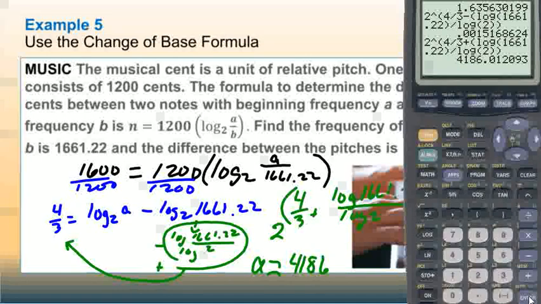We did put decimals. We could put decimal. That'd be 0.01. This would be hertz or Hz. That's one way of doing it. The other way would be to graph it on your graphing calculator and find out where they meet.